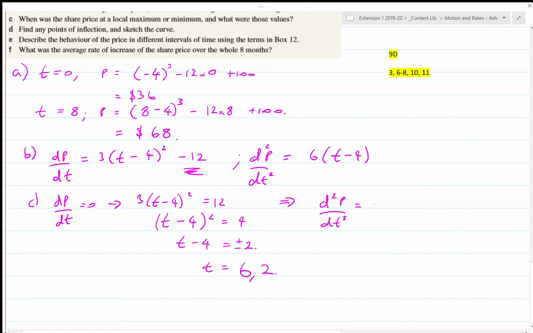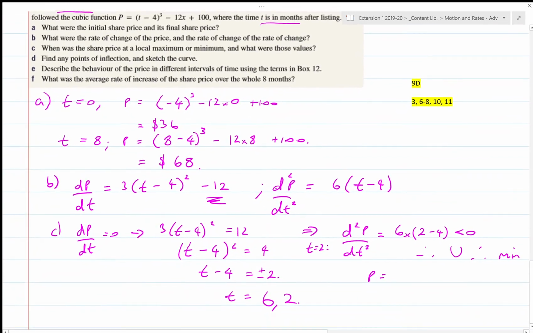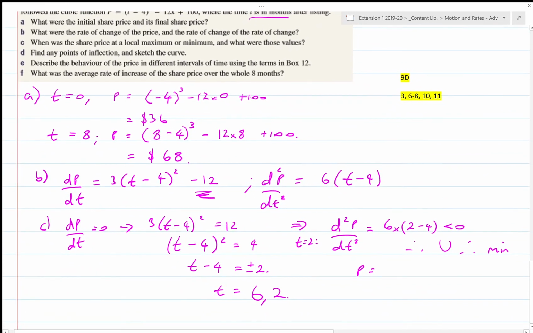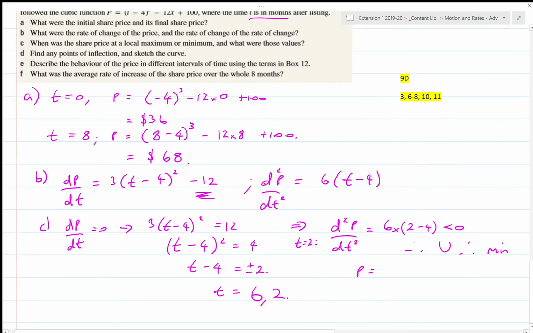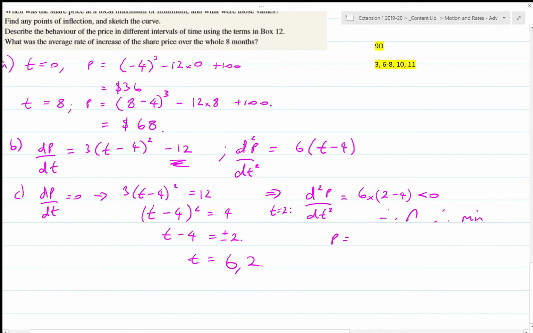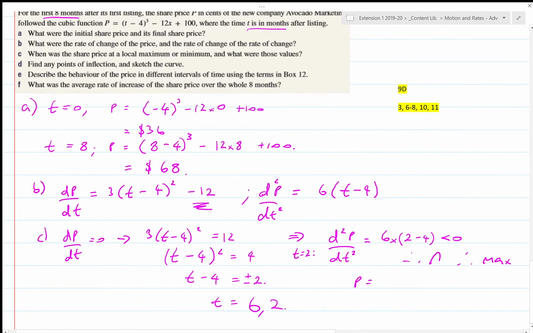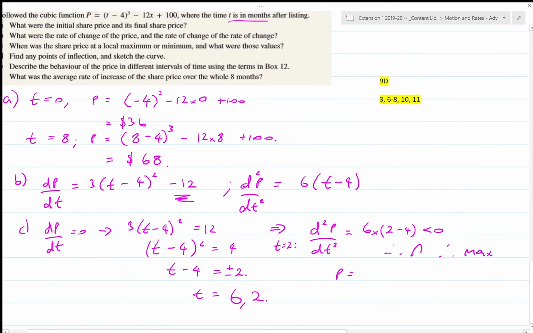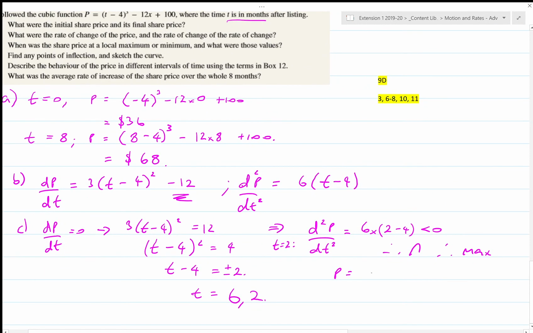Second derivative. So let's do t equals 2 first. So that's 6 times 2 minus 4, less than 0. Therefore, smiley, therefore minimum. And the price is just going all the way back to the start. I'm just going to do this in my head. So minus 8 minus 24, why is it going to be bigger than 36? Maximum. Minus 8 minus 24, that's minus 32 plus 100, that's 68.